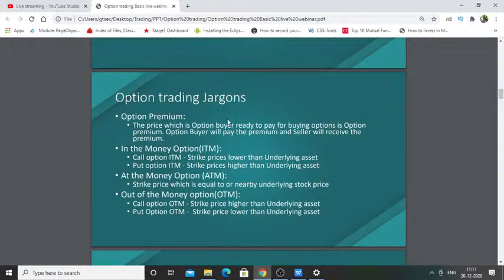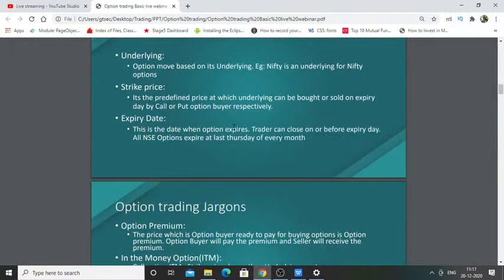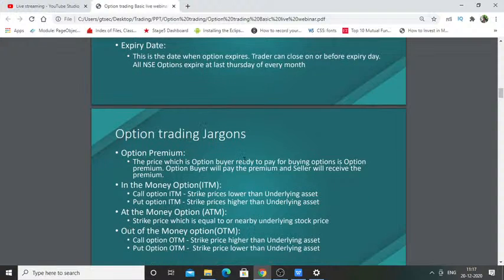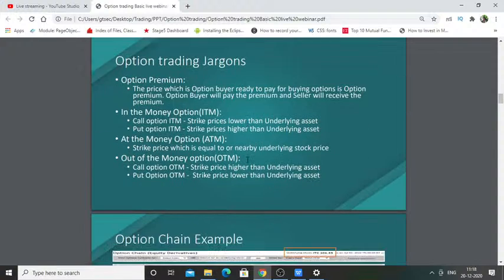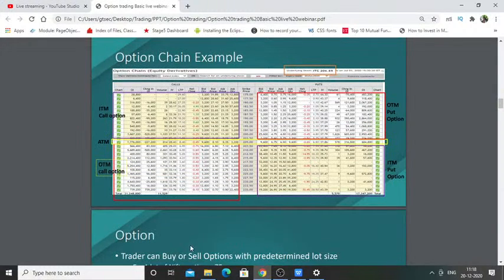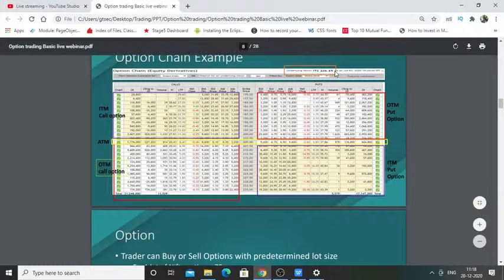So we have seen what is the underlying, strike price, expiry date, option premium, in the money option, at the money option, and out of the money options. Now we'll look at an option chain example. This is an example of the ITC stock. Here you can see the underlying price of ITC, which is 206.85.